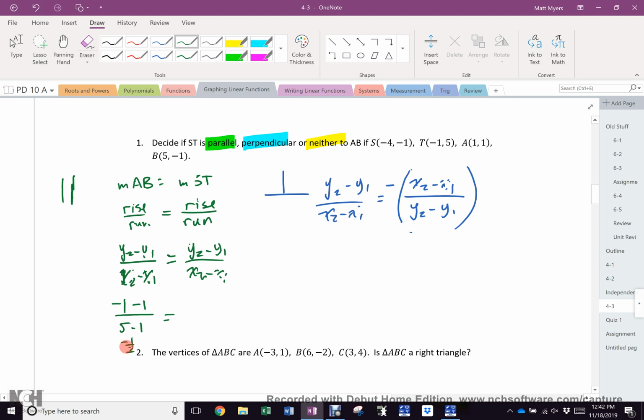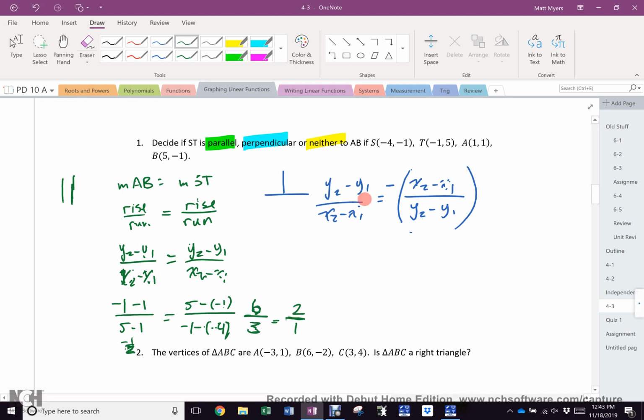So now we check the ST side. What are the y1 and y2 over there? 5 minus 1 over negative 1 minus negative 4. What is 5 minus 1? 6. Over what? 3. What's 6 over 3 really? 2. And what's 2 really? What do you see? It's a reciprocal, and one is negative? And one is positive? So are these guys perpendicular or parallel?